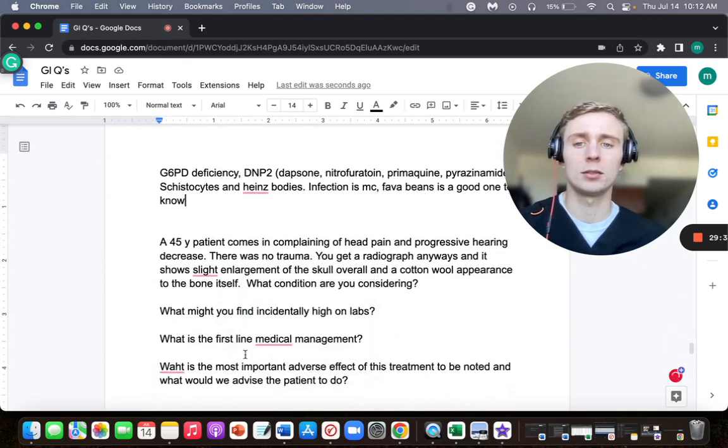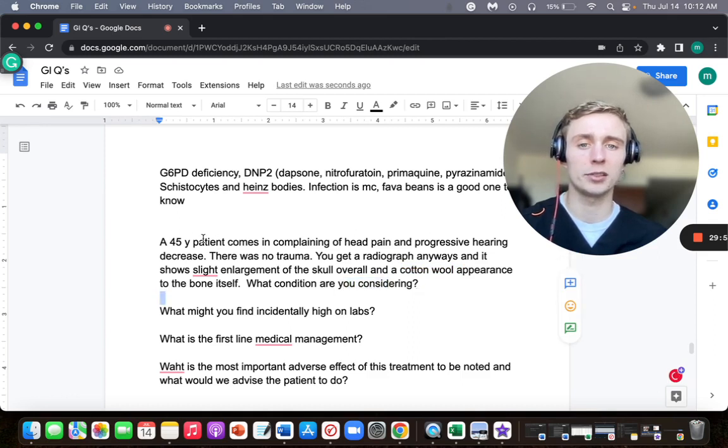Okay, next one. A 45-year-old comes in complaining of head pain and progressive hearing decrease. There was no trauma. You get a radiograph anyway, and it shows slight enlargement of the skull overall and a cotton wool appearance to the bone itself. What condition are you considering?